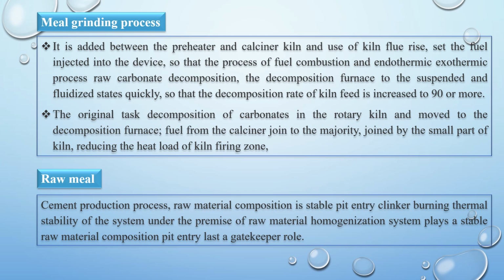Next one is raw meal. In the cement production process, a stable raw material composition at pit entry is important for clinker burning and the thermal stability of the system, under the premise of a raw material homogenization system. A stable raw material composition at pit entry plays the gatekeeper role. So students, these were the two main processes, which were the meal grinding process.